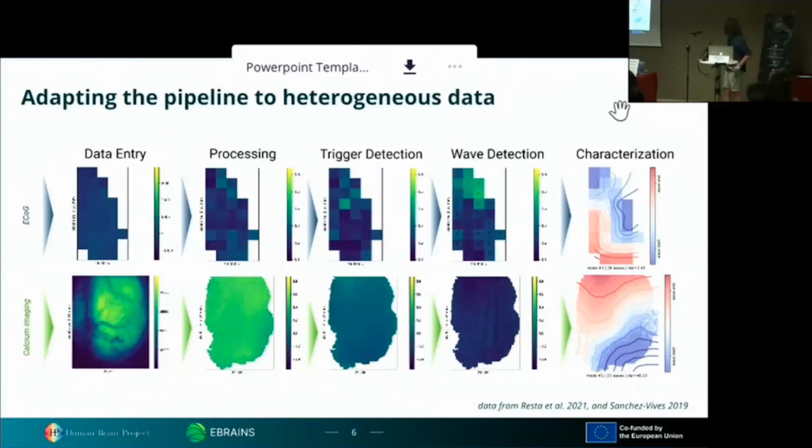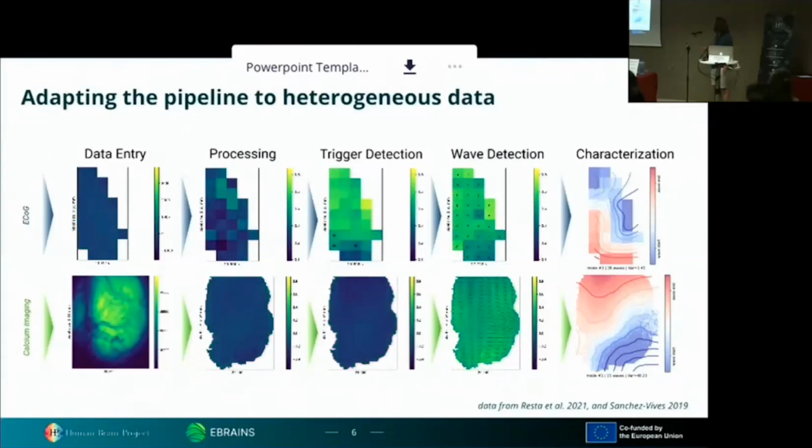And so these data sets are quite different in terms of spatial resolution and temporal resolution. However, as they are processed, we detect the up transitions of the slow waves locally. You might see this here as dark dots propagating, which are then, while going through the pipeline, grouped together into spatially expanded wavefronts which propagate over the cortex.